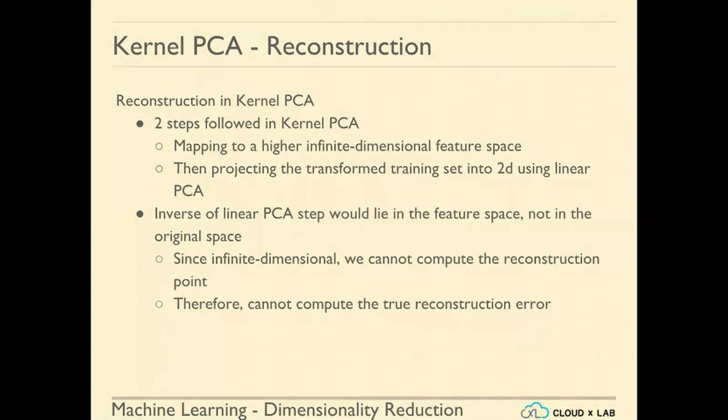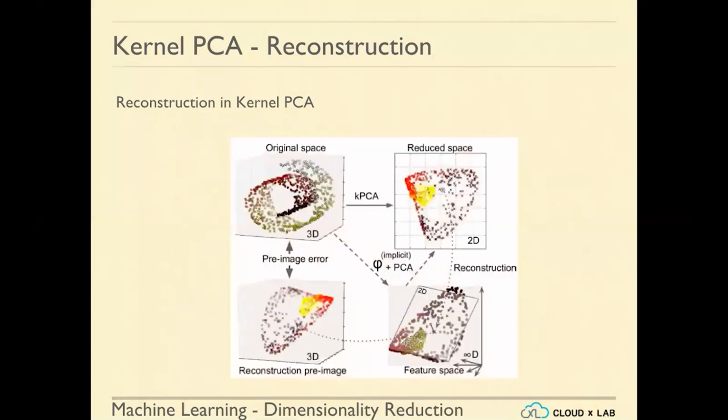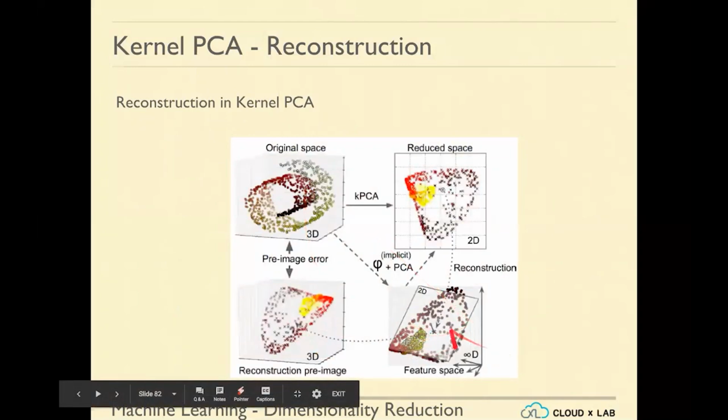Now, in the case of reconstruction for kernel PCA, first of all, we map using the kernel PCA. Remember, kernel PCA generates a lot of dimensions and does all kinds of translation of every data point, and then projects the transformed training set into 2D using linear PCA. Then we do the inverse of the linear PCA step. Basically, we can try to recreate the pre-image from the original as well as from the kernel one, and then compare the two.